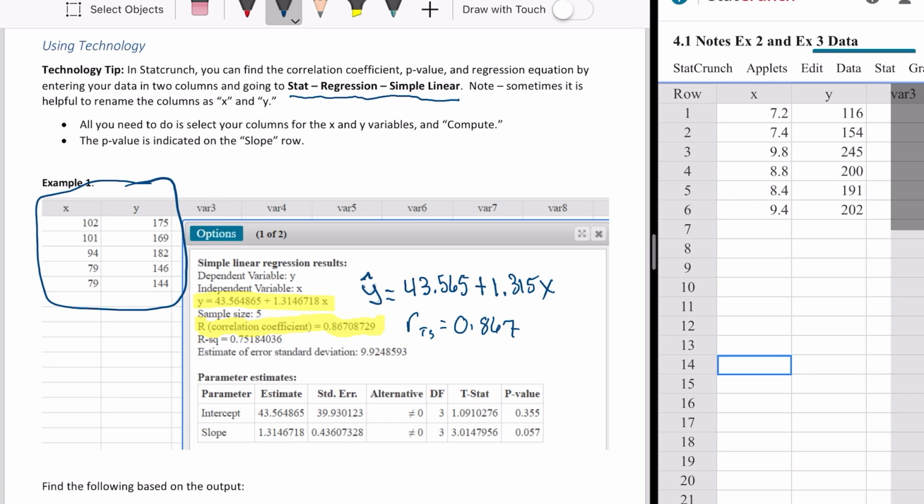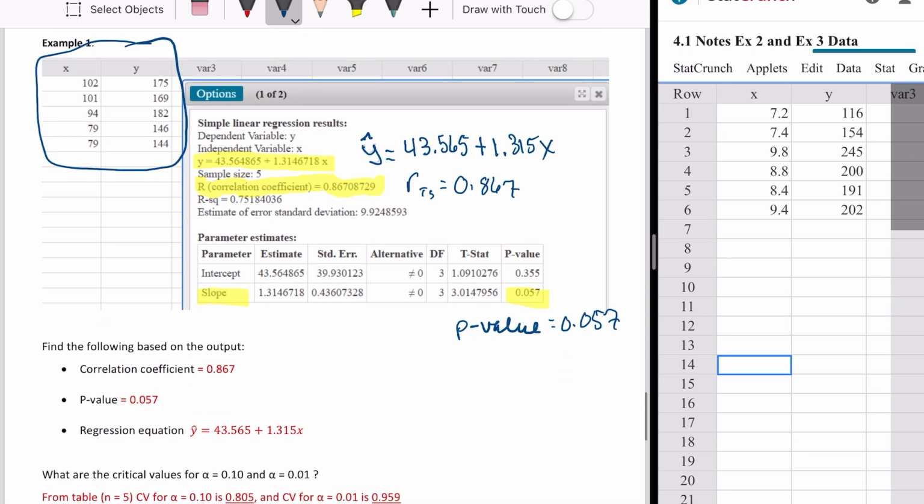And then for the p-value, you always want to look at the slope row, and that's in your notes, because there are two p-values in the output, and you need to know which one you're using. We are using the slope p-value. So my p-value there is 0.057. All right, and so we've got that information written down here.